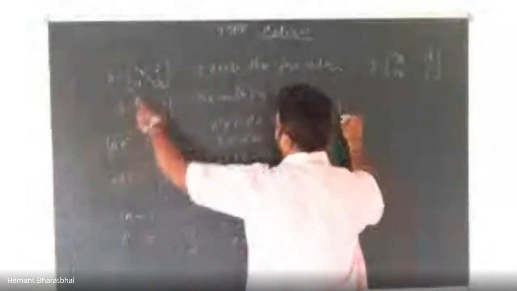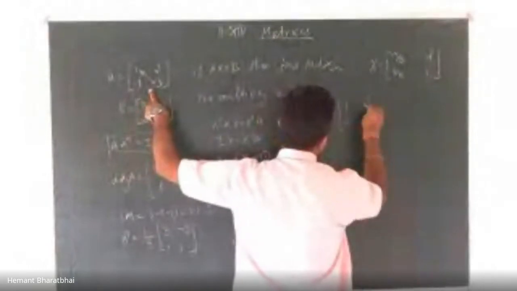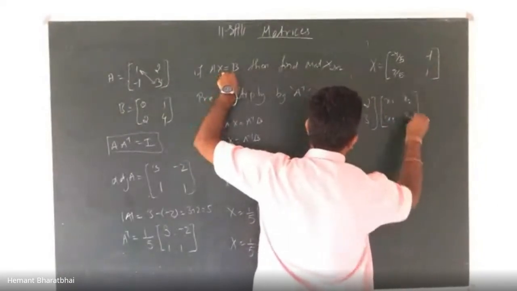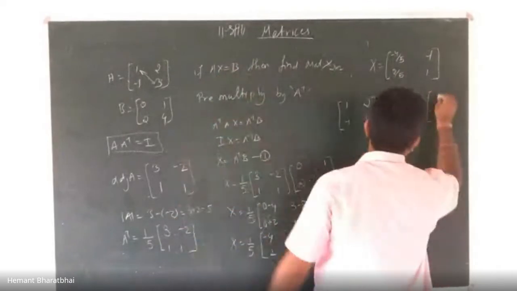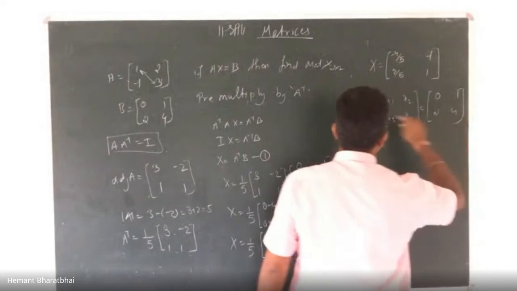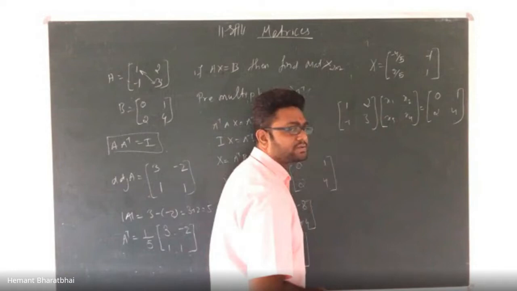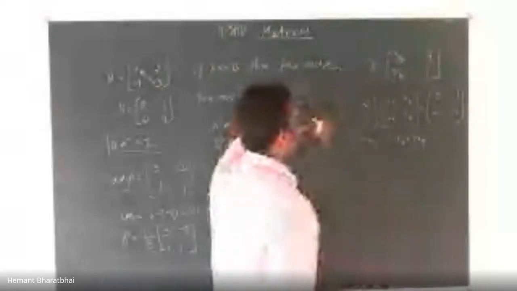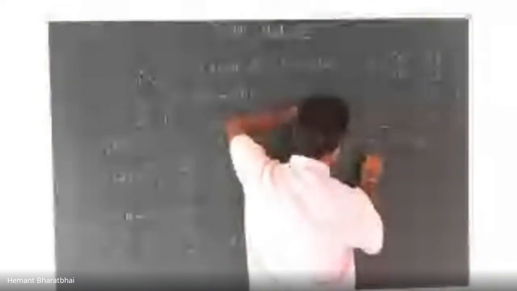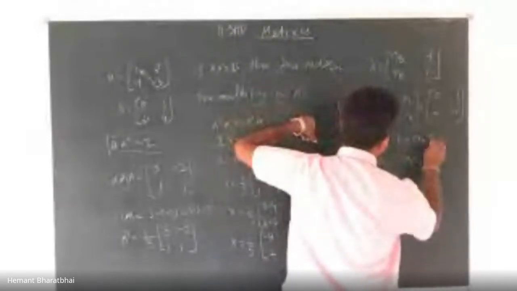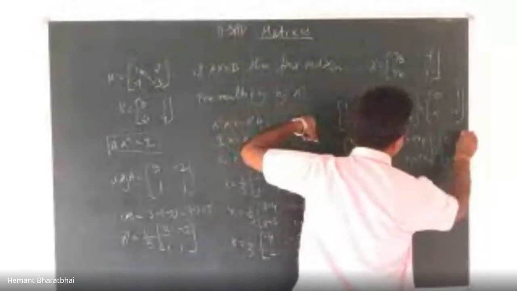You can take this matrix A as 1, 2, minus 1, 3, and you can take this matrix X as x1, x2, x3, and x4. And then you would have taken matrix B as 0, 1, 2, and 4. Then you can multiply this matrix, first row into first column, first row into second column. So you will get x1 plus 2x3. Here you would have got x2 plus 2x4. Then here you would have got minus x1 plus 3x3. And here you would have got minus x2 plus 3x4, which is equal to 0, 1, 2, 4.